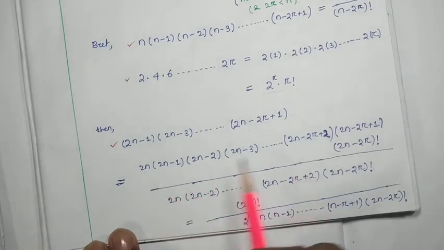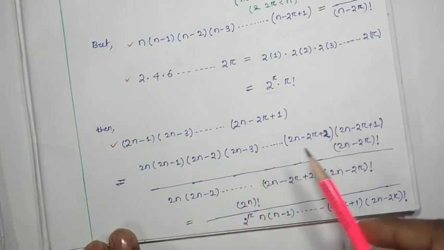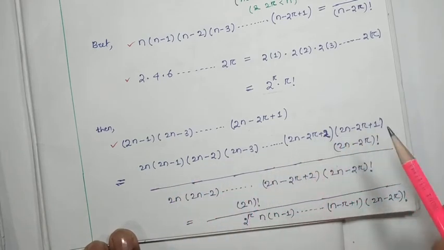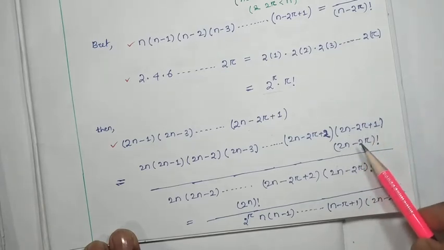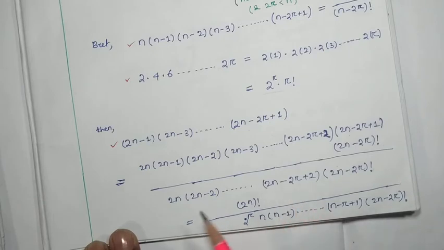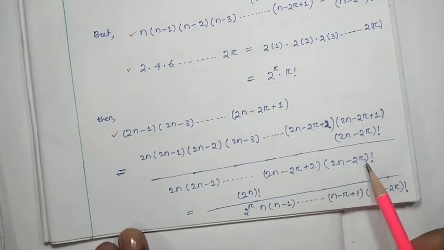So in the numerator, what will it be? It will be 2n into (2n minus 1), (2n minus 2), (2n minus 3), ..., (2n minus 2r plus 2) into (2n minus 2r plus 1), up to (2n minus 2r) factorial, divided by 2n into (2n minus 2), ..., (2n minus 2r plus 2), (2n minus 2r) factorial.